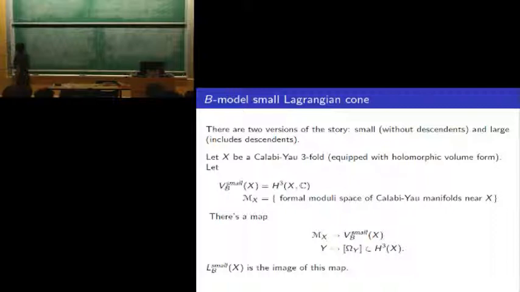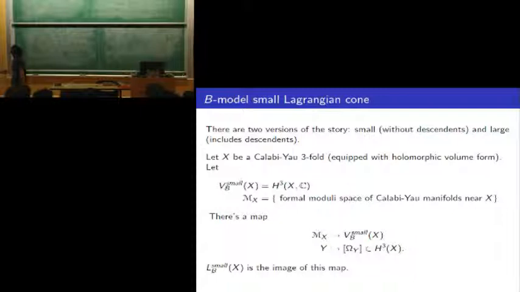So now we have H3. And as you can see, it's clearly conic because I can rescale the volume form. So it's conic. And it's kind of formal, defined near the cohomology class of the volume form in X. So we have this formal Lagrangian cone. And this encodes everything about the genus 0 B model. OK, so what happens in the A model?